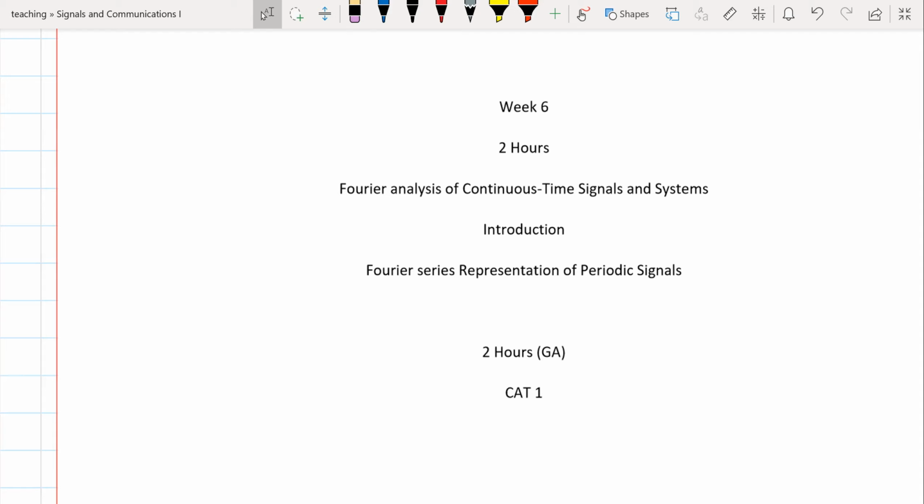Week 6 starts off on a new topic, the topic of Fourier analysis of continuous time signals, and that's what we're going to be covering today. So the first thing we are going to look at is the introduction, and then Fourier series representation of periodic signals.